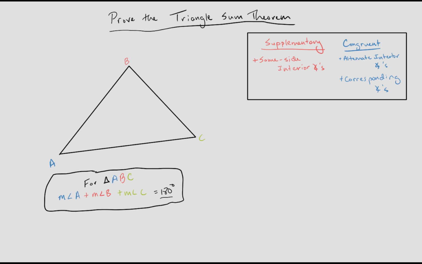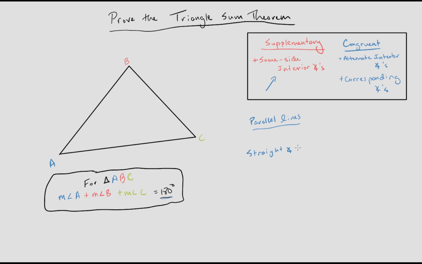Now, one of the things about a proof is you should plan out what we're trying to prove: that these things add up to 180 degrees. Where have we seen that before? Well, we've seen it very recently with the same side interior angle theorem, so we might be dealing with some parallel lines that might be useful. And where else have we seen it before?